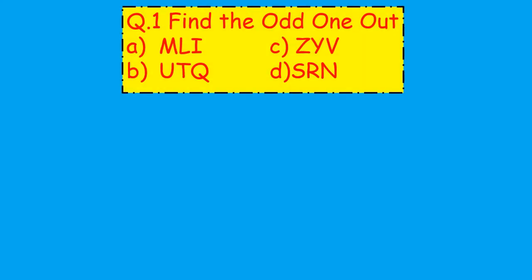Find the odd one out. Option A MLI, option B UTQ, option C ZYV, and option D SRN. Pause this video now to do it by yourself. So let's start with the solution.